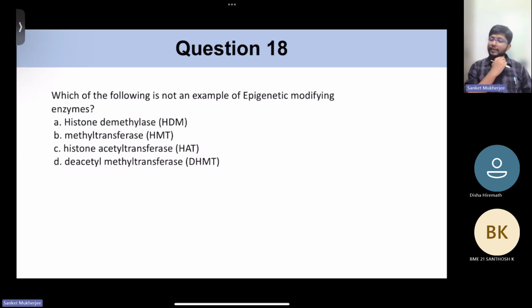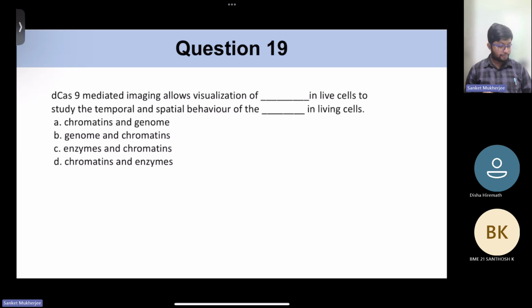Which of the following is not an example of epigenetic modifying enzyme? Is it histone demethylases, methyltransferases, histone acetyltransferases, or deacetyl methyltransferase? Deacetyl methyltransferase is nothing like that. So that's the wrong option here.